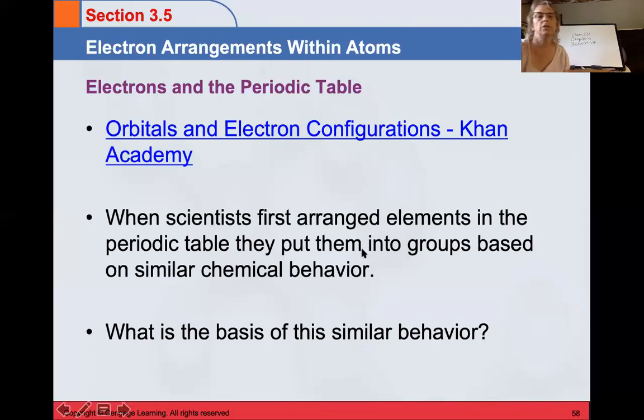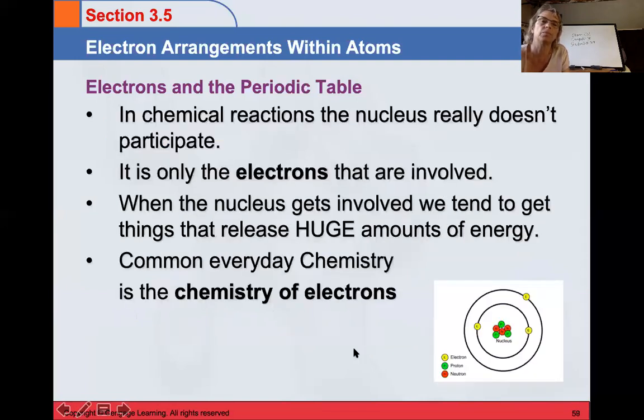In an earlier section, I talked about the fact that when scientists first arranged elements in the periodic table, they put them into the vertical groups based on their similar chemical behavior. And I talked about how later on in the chapter, I would talk about what the basis was for this similar chemical behavior. And I also mentioned earlier that chemical behavior of elements is really based on their electrons. The identity of elements is based on the number of protons, but their chemical reactivity is based on electrons.